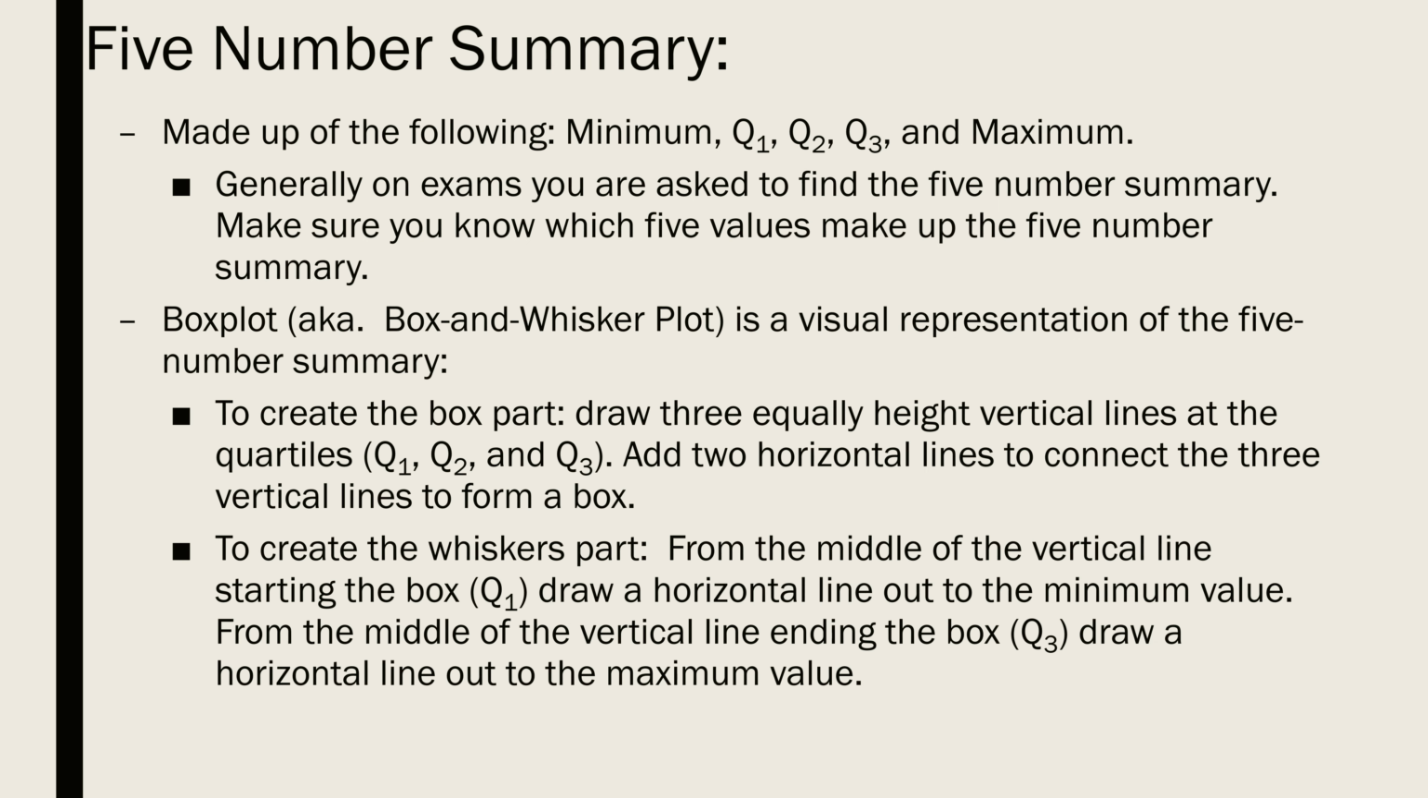The five number summary is made up of the following: the minimum, first quantile, second quantile, third quantile, and the maximum. Generally, on exams, you are asked to find the five number summary. Make sure you know which 5 values make up the five number summary.